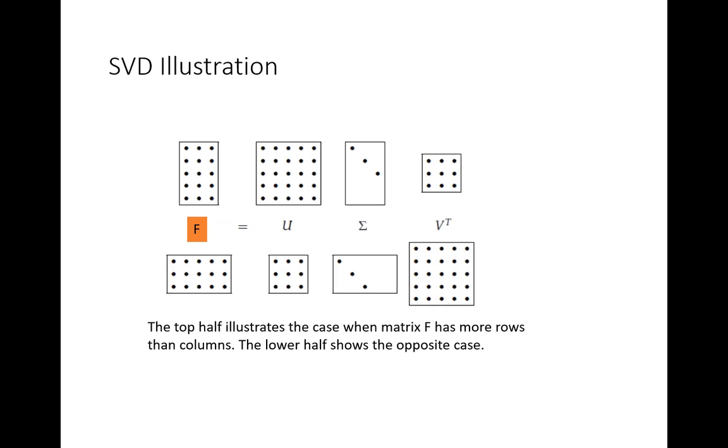So typically people like to illustrate SVD through this picture, which shows that the F matrix could be a matrix with more rows and fewer columns. If that is the case, then the U matrix is going to be a bigger matrix and the V matrix is going to be a smaller matrix. On the other hand, if the F matrix has more columns and fewer rows, then your U matrix is going to be a smaller matrix and the V matrix is going to be a bigger matrix. So that shows you how things will look.